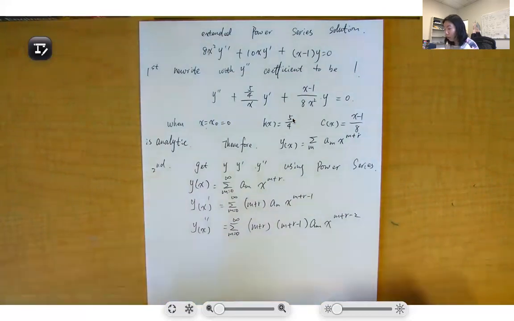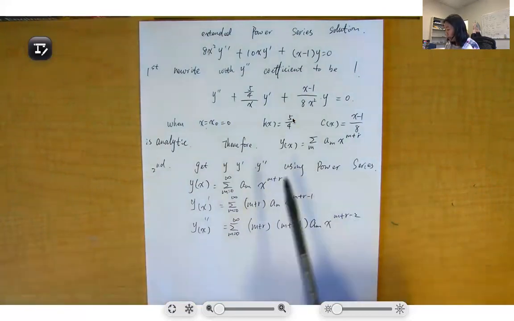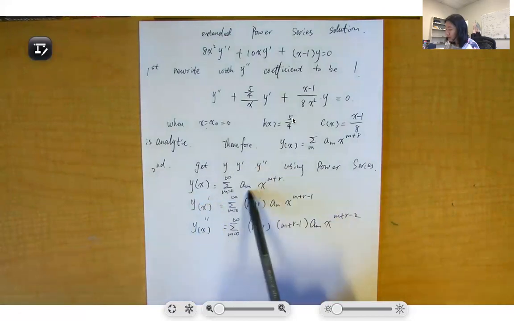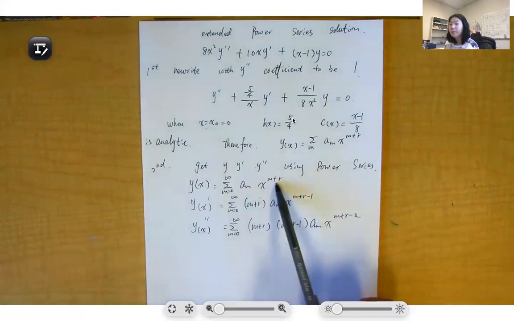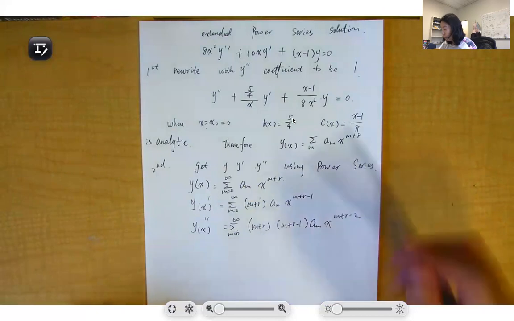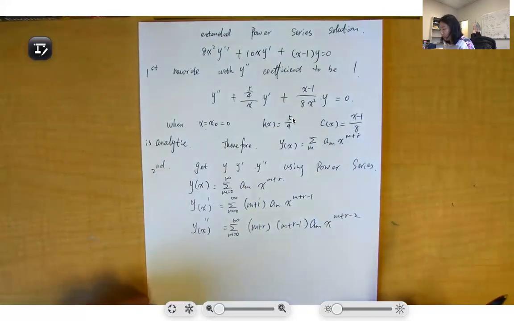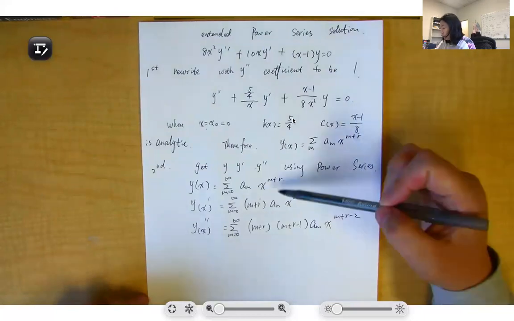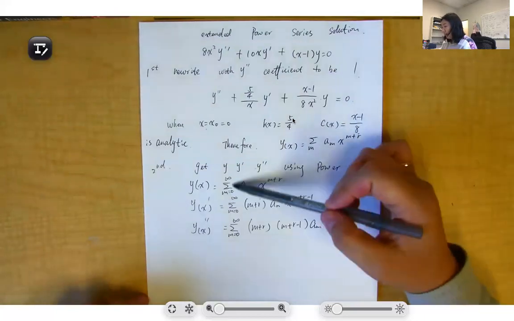Later, our final goal is to get the format of this y(x). That means we need to get the coefficient a_m as well as the r part. So we will use this extended form to get our final solution set for the second order ODE. And this is a homogeneous equation, which means the general solution will only have the homogeneous solution type. We are trying to get r and a_m.